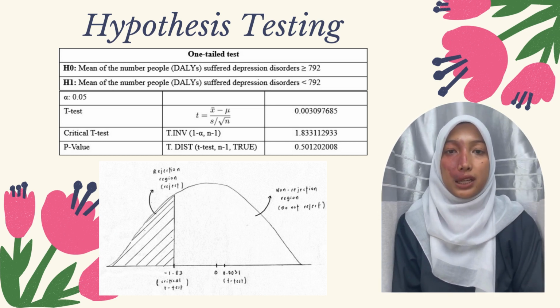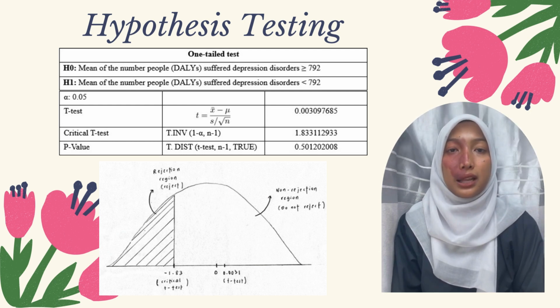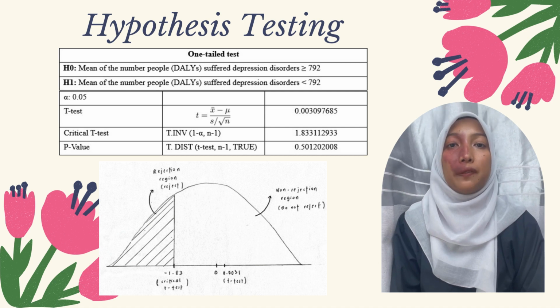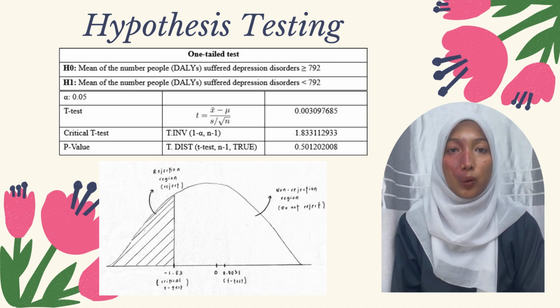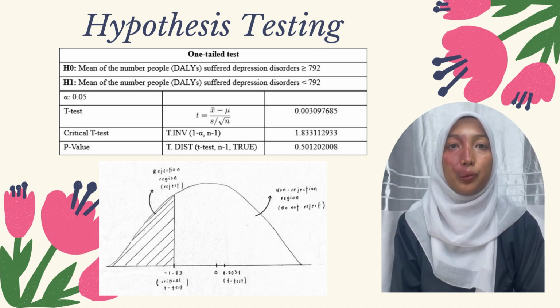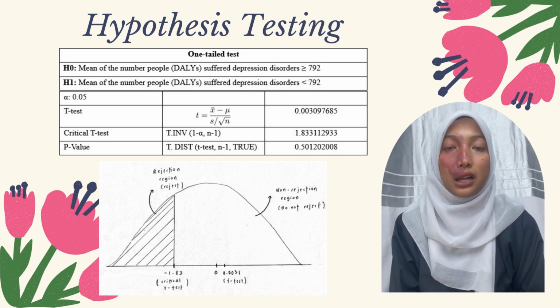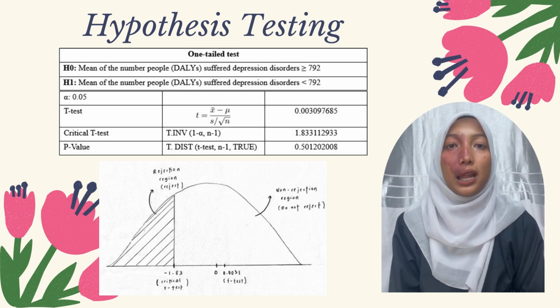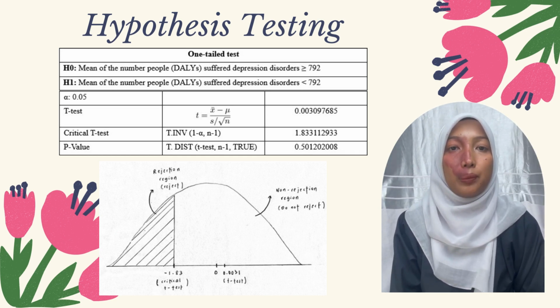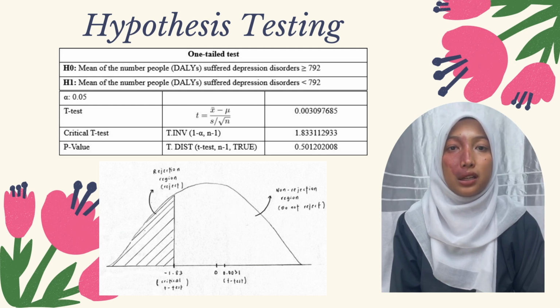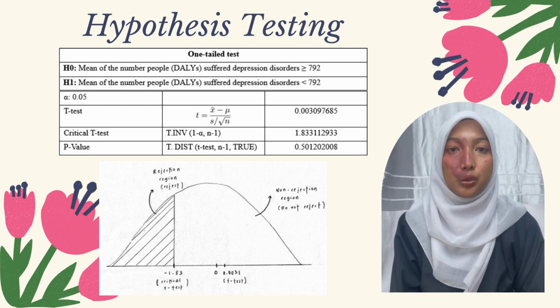For this set of data, my null hypothesis H0 is 792, which indicates that the number of DALYs from depressive disorders can be equal to or greater than 792 people. It will be accepted until contradictory proof appears. Moreover, my alternate hypothesis H1 requires a result below 792 to be true. Due to the fact that H0 is more likely to be correct, rejecting the null hypothesis would provide strong statistical proof that H0 is false and H1 is true.